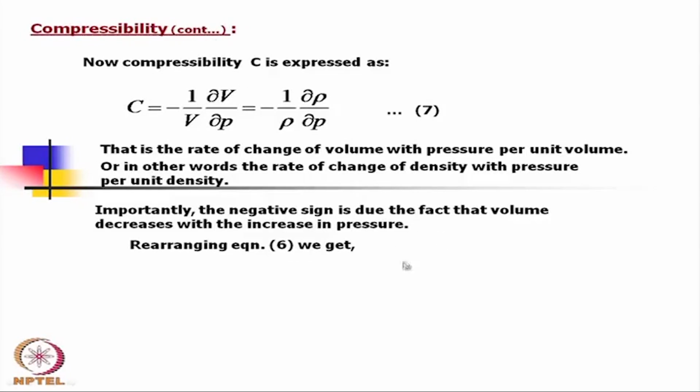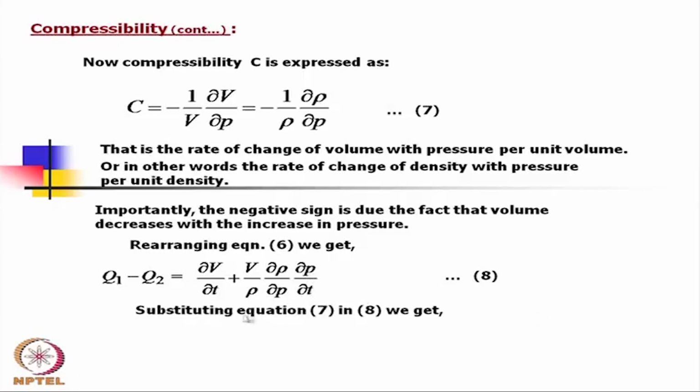Rearranging equation 6, we get Q1 minus Q2 is equal to dV by dt plus V by rho into drho by dP into dP by dt. Now, substituting equation 7 in 8, we get Q1 minus Q2 is equal to del V by del t minus V into C del P by del t.